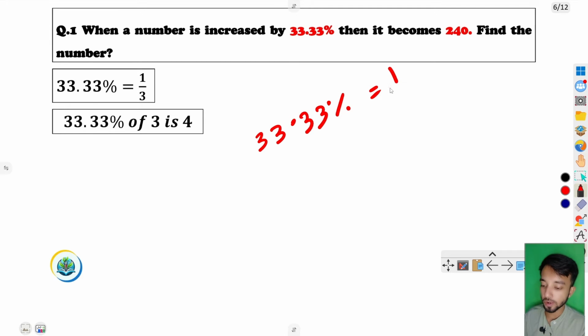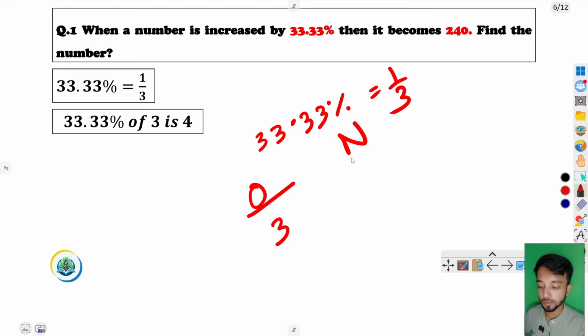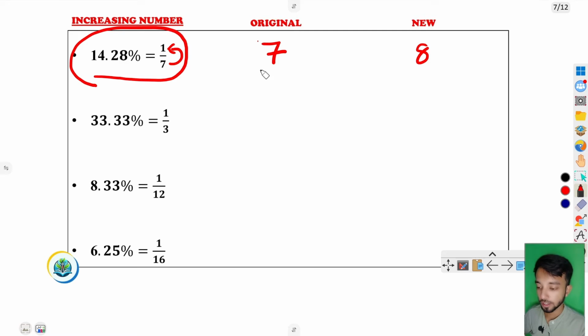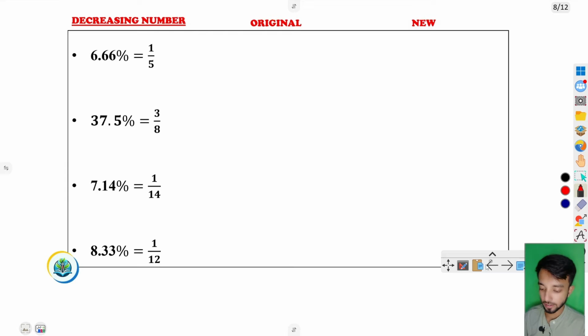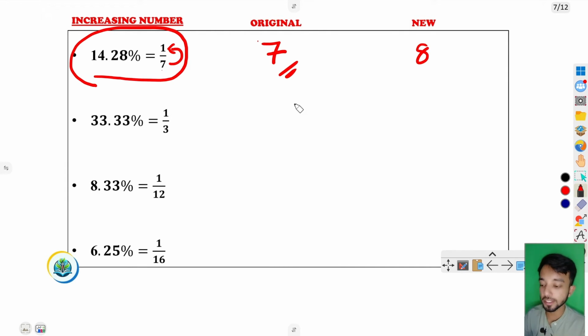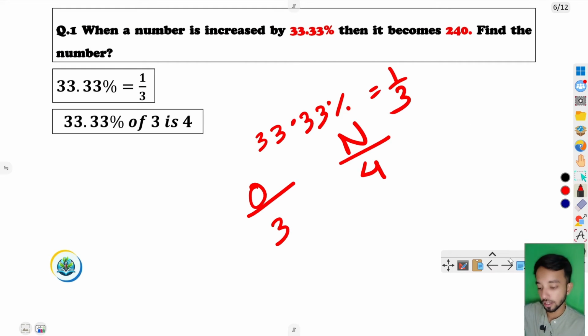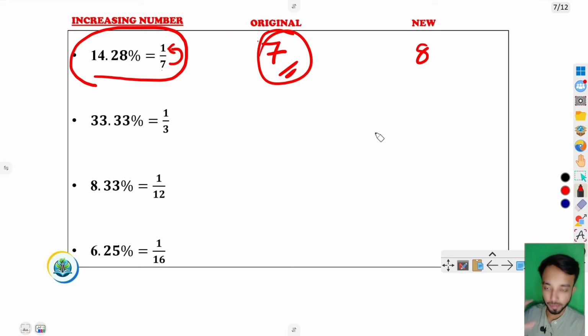Same like in this case, 33.33% is equal to 1 by 3. We will consider the original number to be 3, so the new number will be 3 plus 1, 4. Same way here, the original number is whatever is in the denominator, that is your 7, and the new number will be this denominator plus whatever is in the numerator, that is your 8.